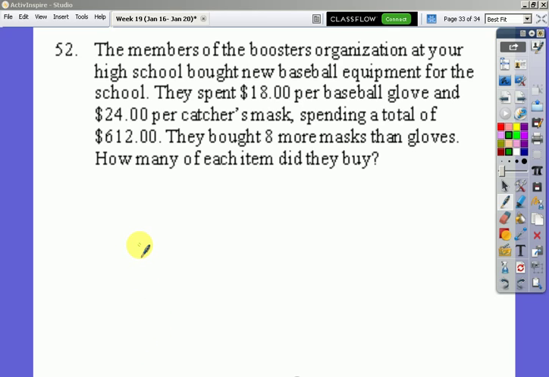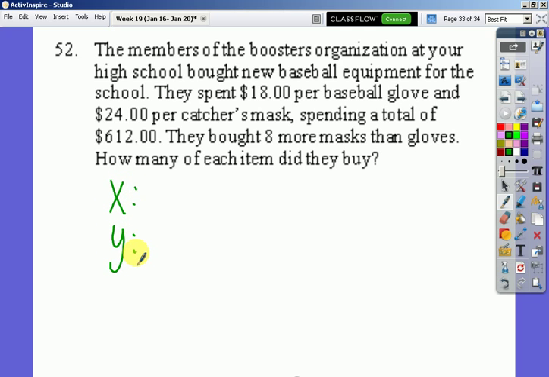The members of the Boosters organization at your high school bought new baseball equipment for the school. They spent $18 per baseball glove and $24 per catcher's mask, spending a total of $612. So right away we can make one equation in our system, correct? We have to first of all define our variables. So we'll have an X and a Y, just for simplicity's sake.